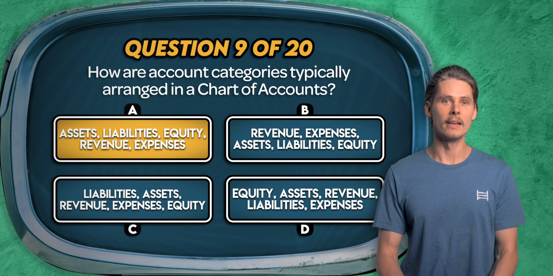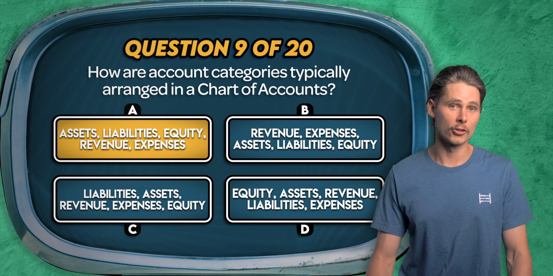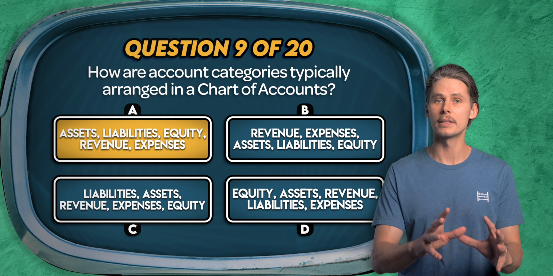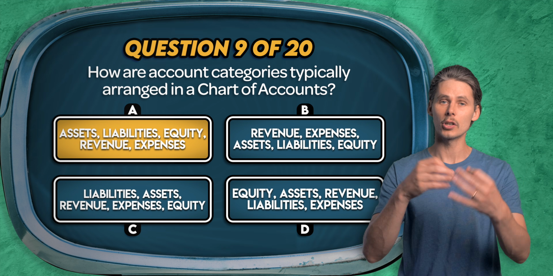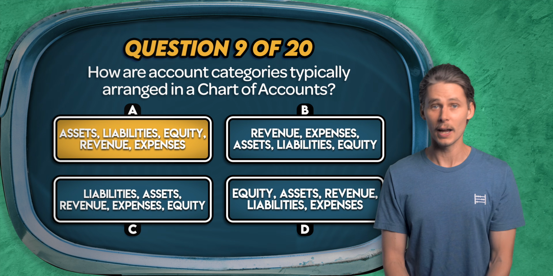The answer is A. This order follows the accounting equation. Assets are equal to liabilities plus equity. Revenue and expenses flow into equity, so they appear after it in the chart of accounts.